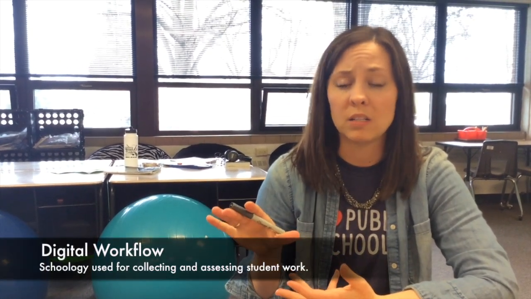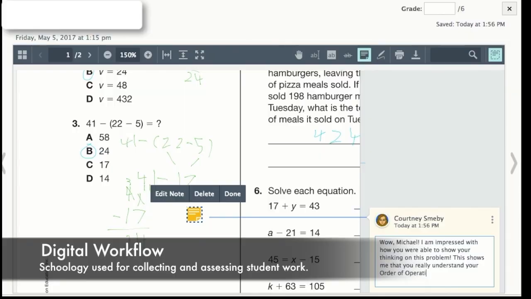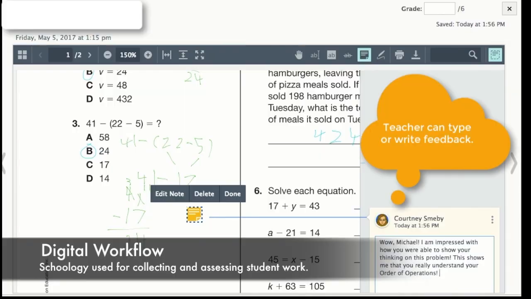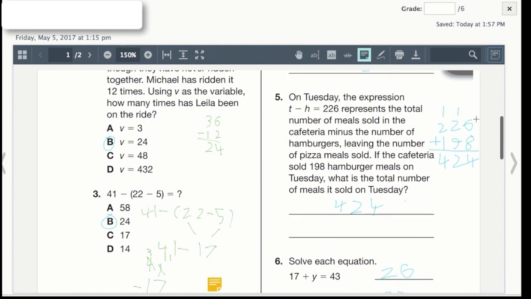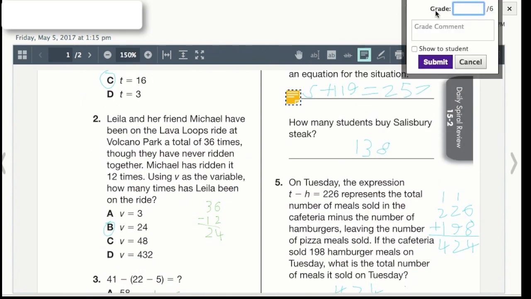In addition, when the kids are finished with their independent work, they're able to export it neatly back to me in Schoology, so it's got their daily SPA review and their practice page combined. I'm able to annotate on any of the work that they have, provide that instant feedback, and push grades into the grade book if I feel like it's one of those concepts in which we need to take a formative assessment on that.